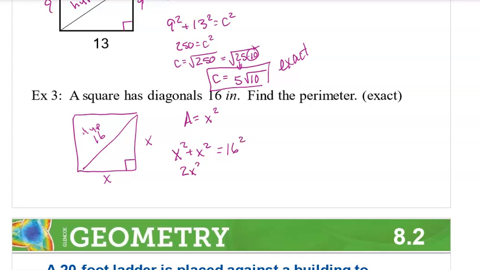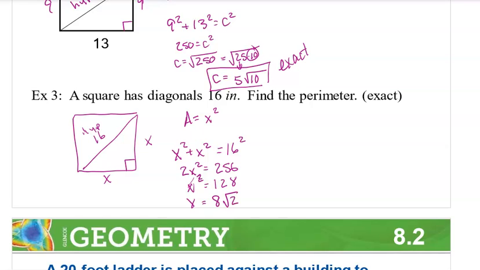Combine like terms over here. Divide by 2. So that's 128, I think it is. Yeah, 128. And then take the square root. So x equals 8 square roots of 2 when we simplify that and make it exact.